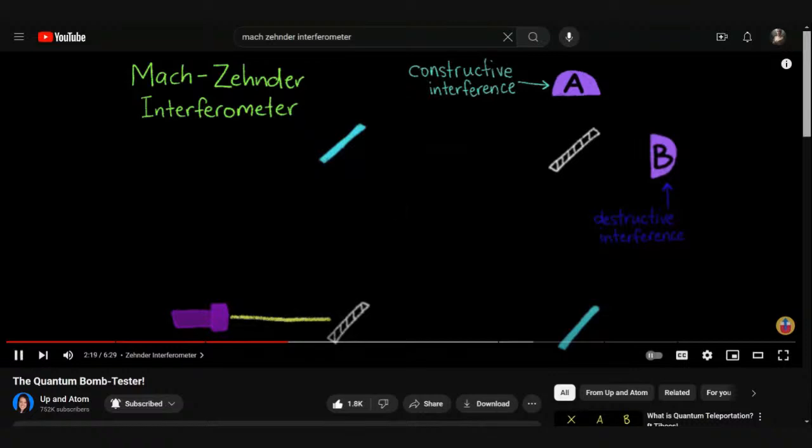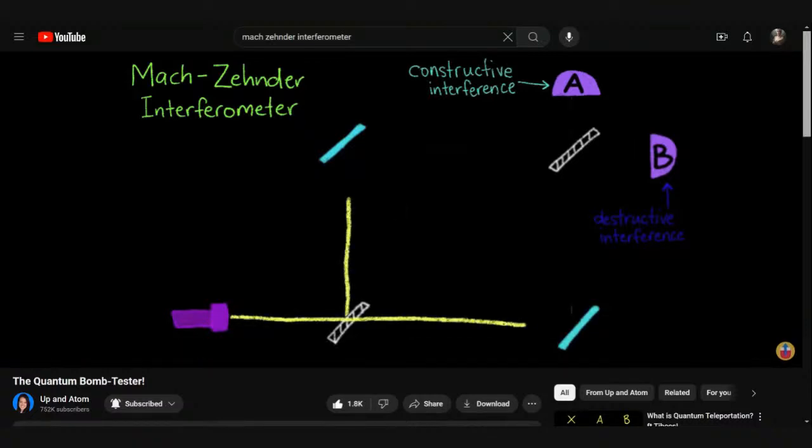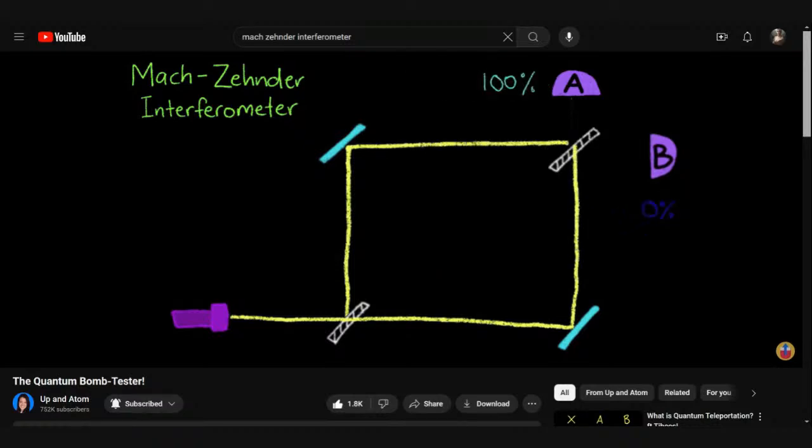I have an entire video which goes more into constructive and destructive interference called the double slit experiment, which I've linked in the description below. But all you really need to know here is that when the beams interfere at the second beam splitter, all of the light will show up on detector A. Detector B is left completely dark. So because of the way the setup is configured, 100% of the light shows up on detector A.